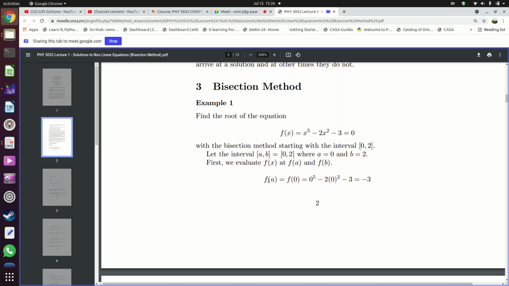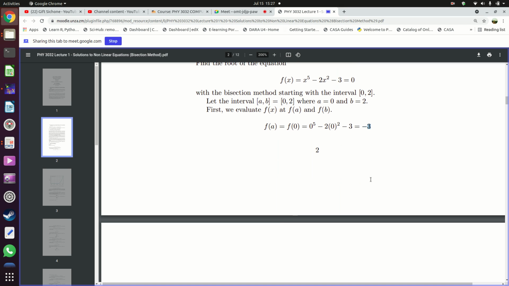So you have to find f of A. So f of A is going to be equal to f of 0, which is going to be 0 to the power 5 minus 2 times 0 to the power 2 minus 3, and this gives you minus 3. Minus 3 is a negative number. Okay, so the information you get here is that at f of A, our function has got a negative value. Is that clear?